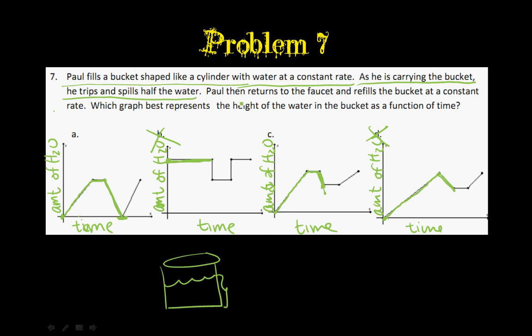Okay? So then Paul returns to the faucet. So what happens when he's returning to the faucet? The water level doesn't change, it stays constant, just like when he was walking with the bucket. And then the last thing is that he refills the bucket. So we go back up to that same height that we had before. So that's why C makes the most sense for that one.